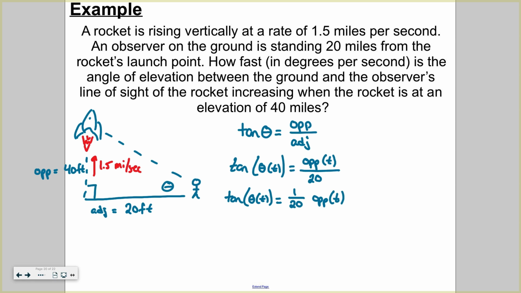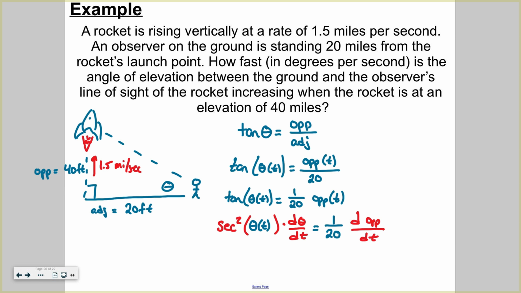Now I'll take the derivative of both sides. The derivative of tangent with theta of t on the inside means we're going to have some chain rule here. The chain rule says derivative of the outside, the derivative of tangent, is secant squared of our inside, which is theta of t. Then we multiply by the derivative of the inside, so d theta over dt. And that's going to equal 1/20 times the derivative of the opposite side over dt.